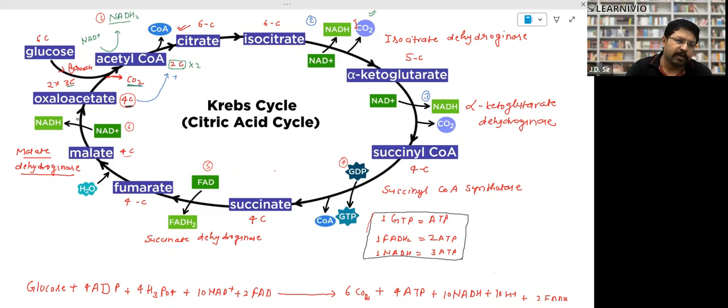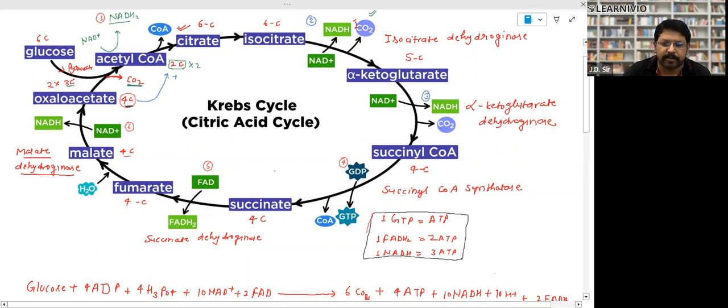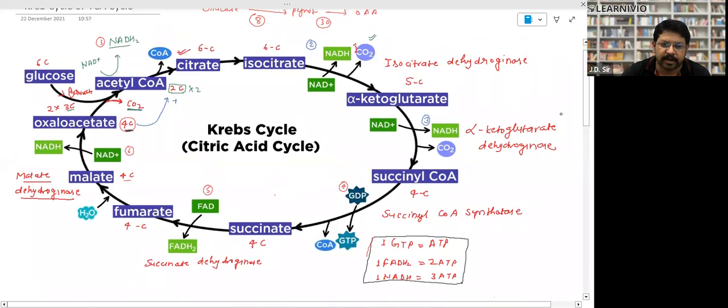Now malate will convert into oxaloacetate, a 4-carbon compound, right? When malate converts into oxaloacetate, again NADH formation will take place, right? Now again the oxaloacetate will combine to form citrate with acetyl coenzyme A, right? So that's how the reaction will keep on going, and the complete burning of the acetyl coenzyme A or glucose takes place.